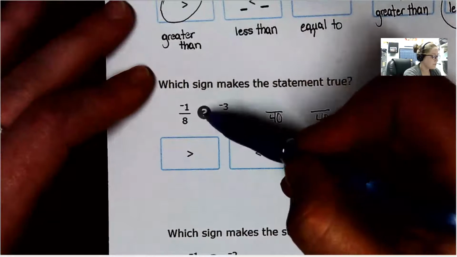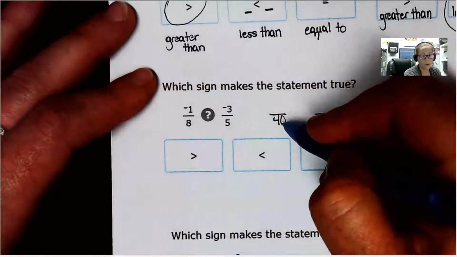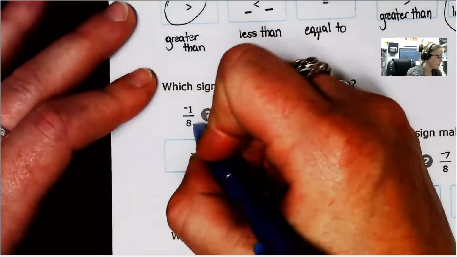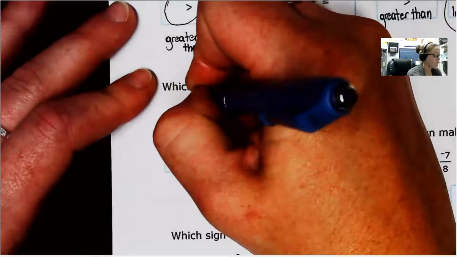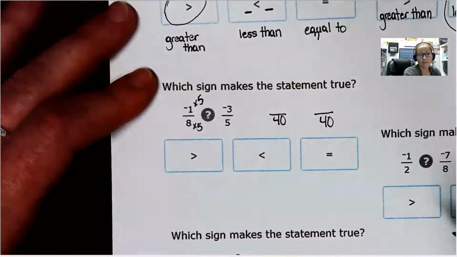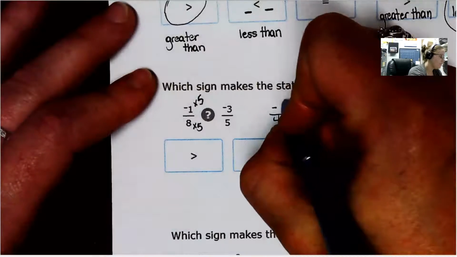So in order to make this first fraction equivalent, the denominator equivalent to 40, we just multiplied 8 times 5, which means we have to do the same in the numerator. -1 times 5 is going to give us -5.